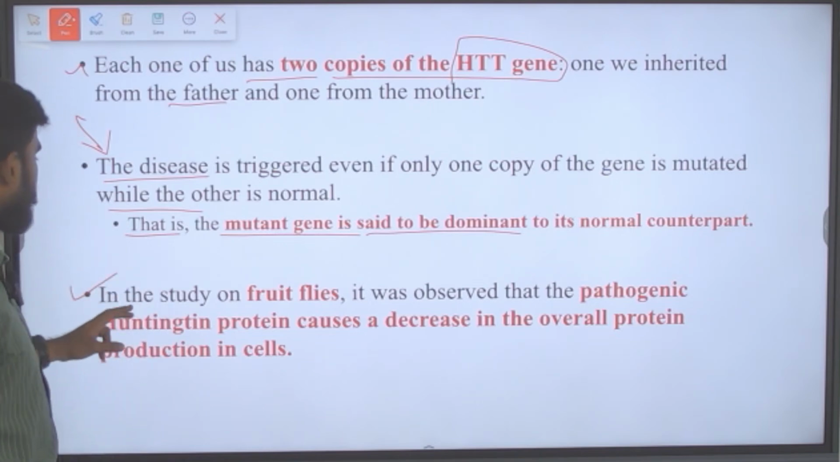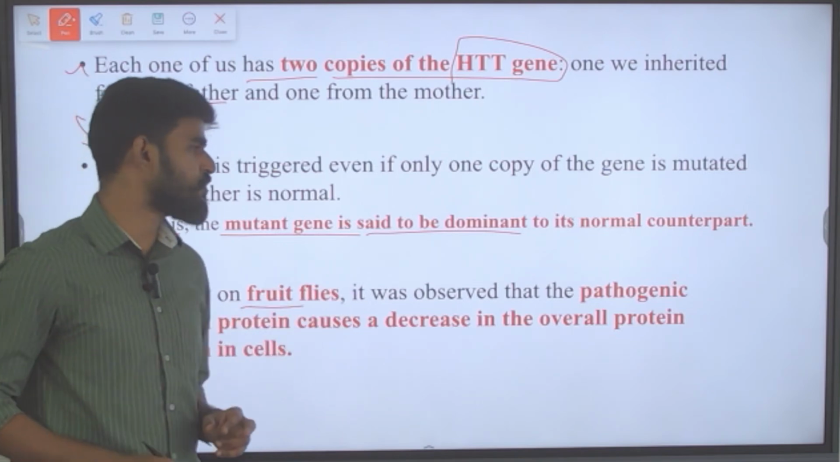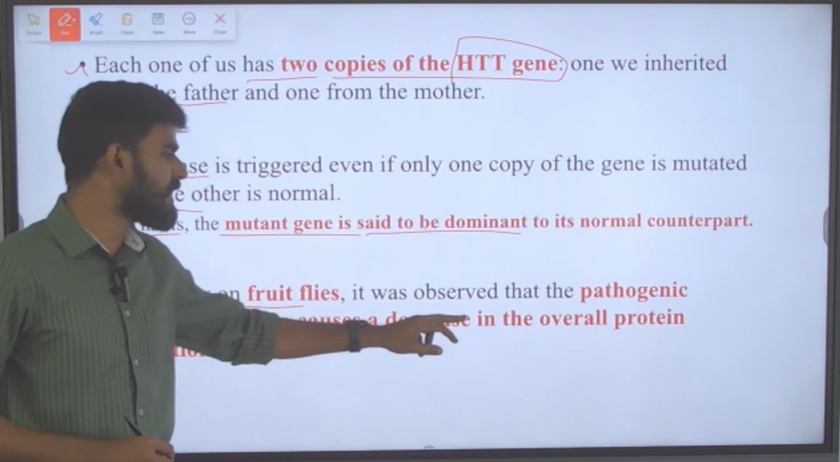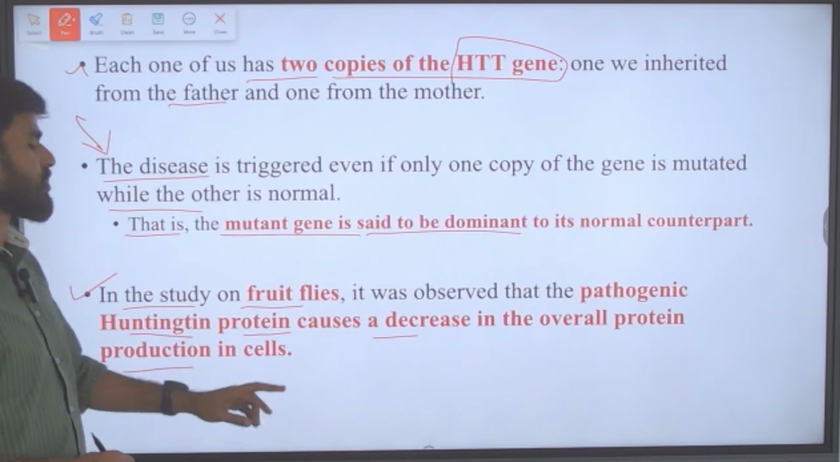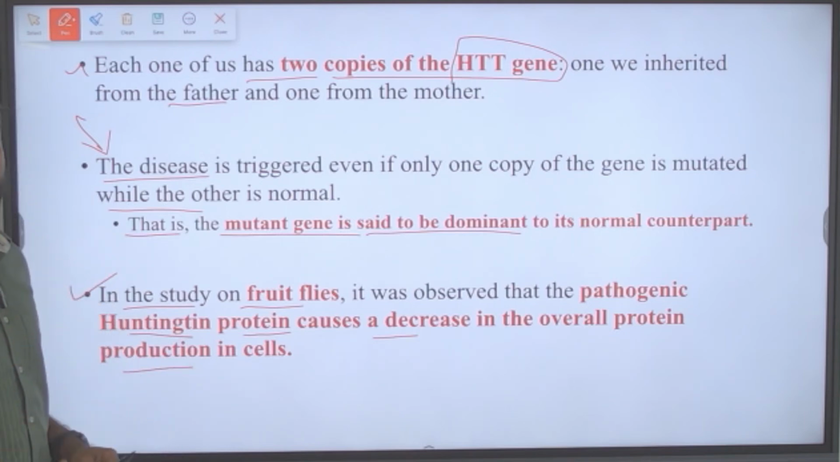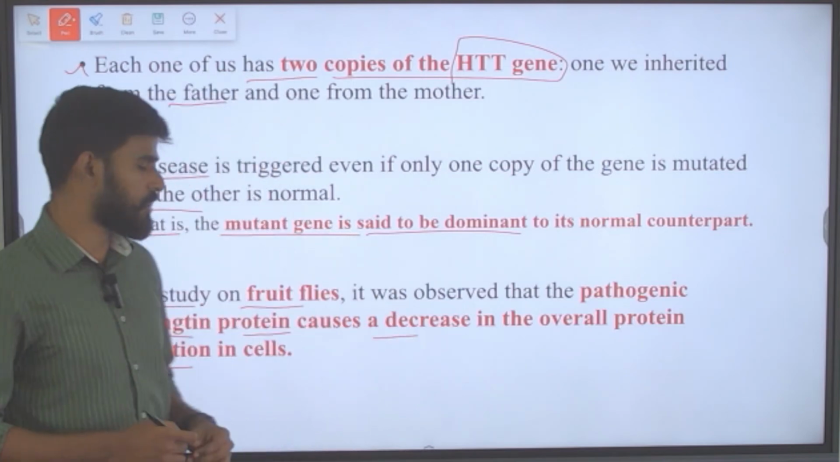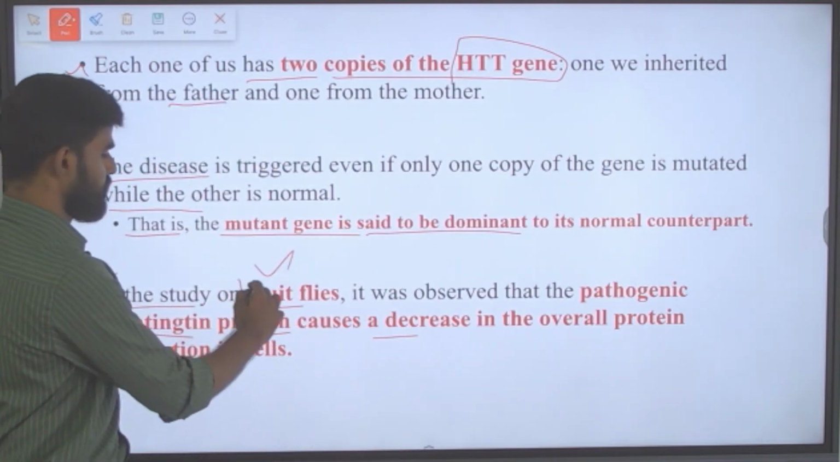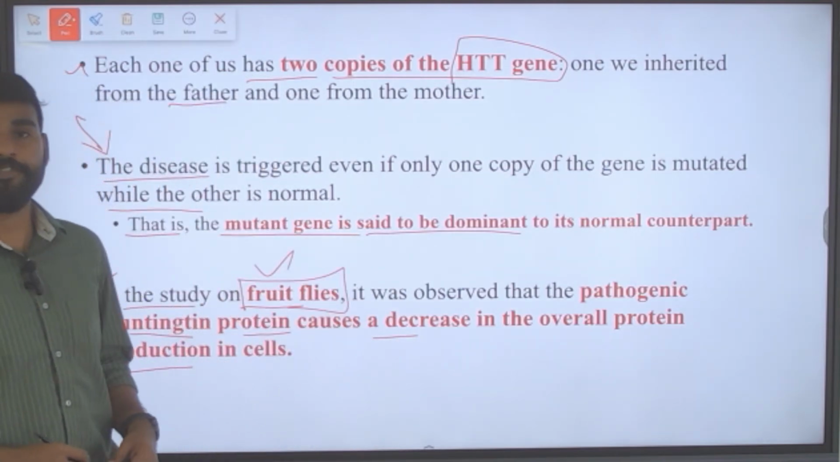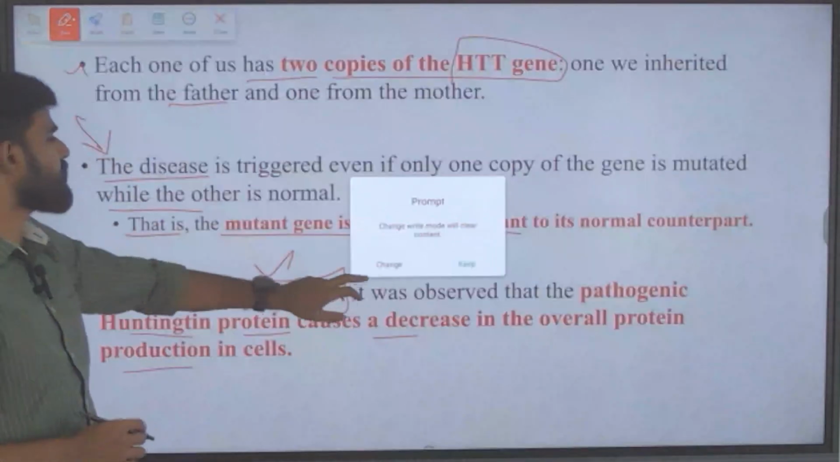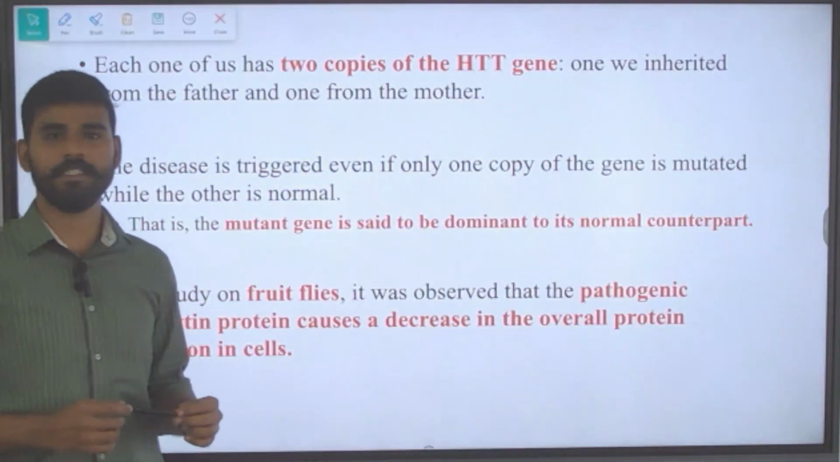In a study on fruit flies, it was observed that the pathogenic huntingtin protein causes a decrease in the overall protein production in the cells. So it affects the overall protein production in the cells, and this was done in the study on fruit flies. That is important. So this is what we need to understand from this particular topic, that is Huntington's disease.